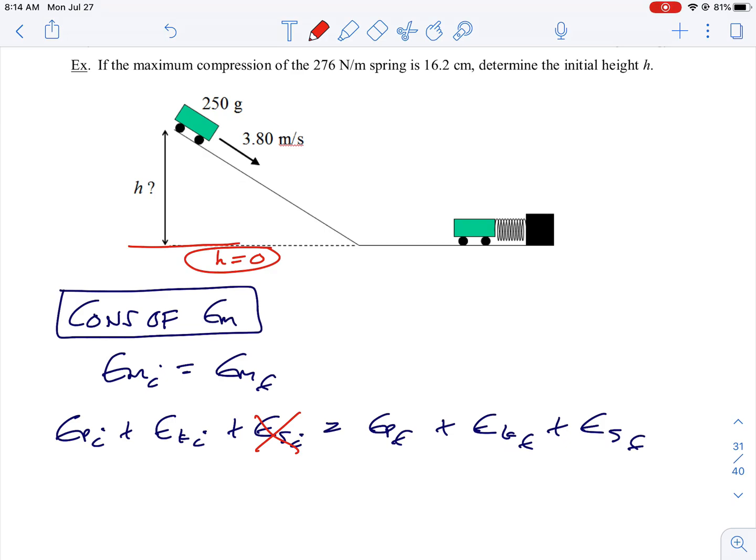At the end, you'll notice that it comes to the reference height. There's no height, there's no potential energy. We're told that it's going to come to maximum compression. That means we've compressed the spring as much as possible. And if that's the case, that means this cart had to have come to rest. If it's still moving, it would keep on compressing the spring. Therefore, there's no speed at the end, there's no kinetic energy at the end. But there will be spring energy at the end, since you've compressed the spring.